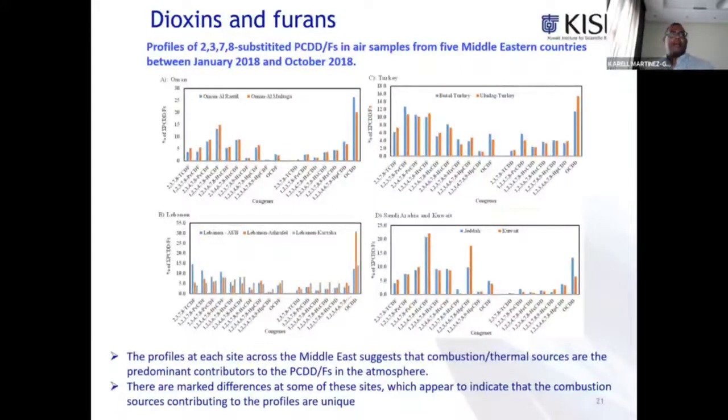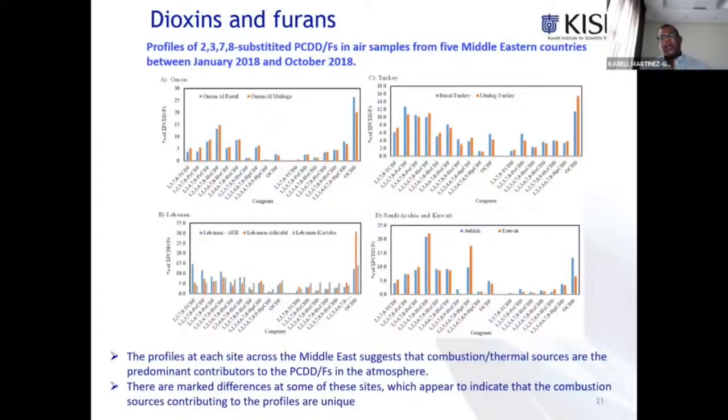For instance, the homolog profiles in the samples collected from Kuwait and Jeddah were dominated by furans, comprising from 85 to 77%. In the case of Lebanon and Turkey, SCRC-Kuwait and Kartava in Lebanon are broadly identical, but different from those collected at the campus of the American University of Beirut. These profiles were dominated by octadioxin.